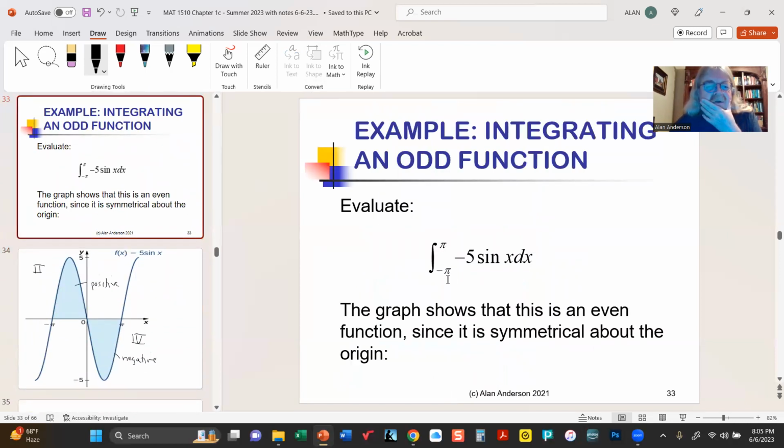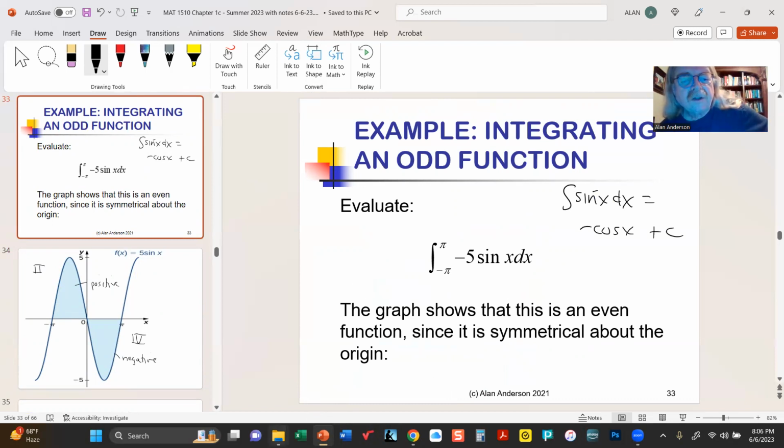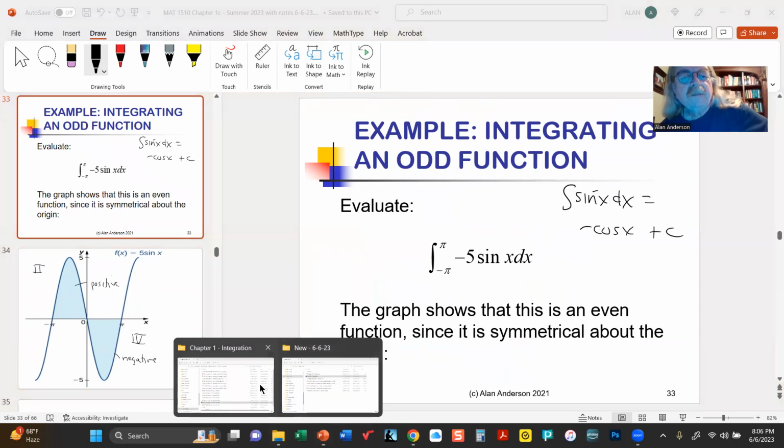So the integral is between negative pi and positive pi. So we're dealing with radians now. Minus 5 sine x dx. So yesterday we looked at this chart in the book. And you might recall that the integral of sine x dx is negative cosine x plus c. So remember, there's a chart in the back of the book if you're not sure, or you could actually go to Symbolab.